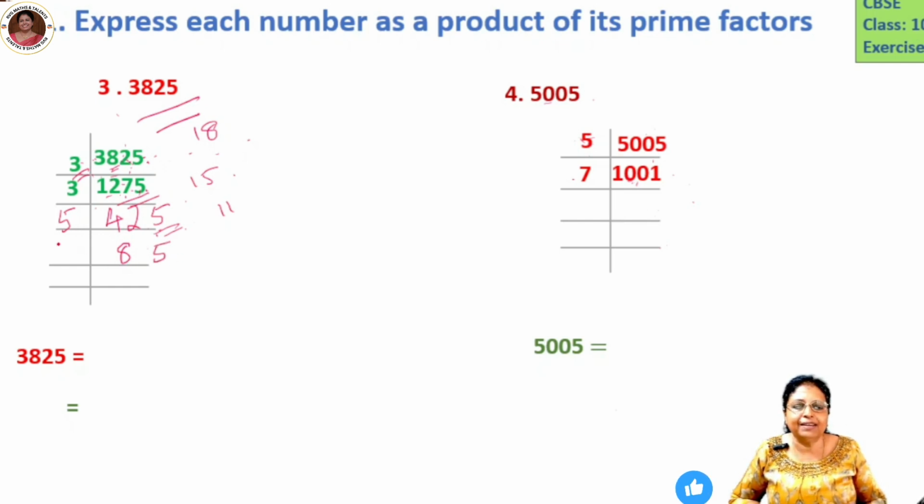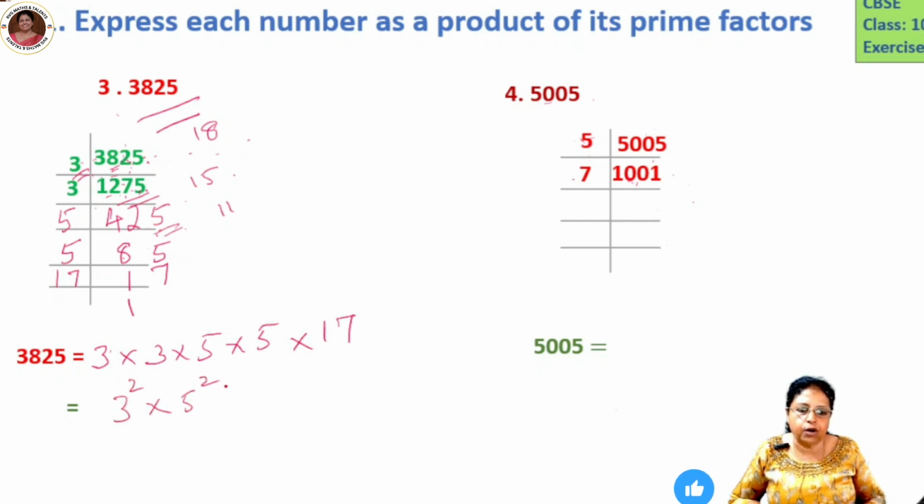Then again we shall try 5. 5 ones are 5, 3 is remainder, 35. 5 sevens are 35. 17 is a prime number, you know. So 17 divided by 17 is 1. So we got the prime factors. We can write here 3 times 3 times 5 times 5 times 17. So you can write it as 3 square times 5 square times 17. So this is the prime factorization.